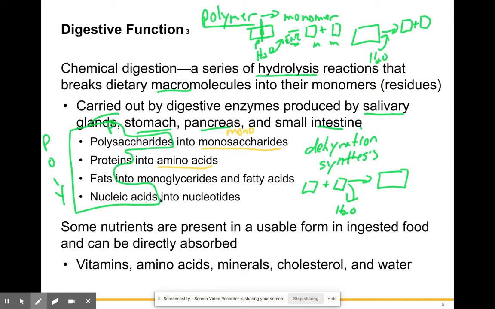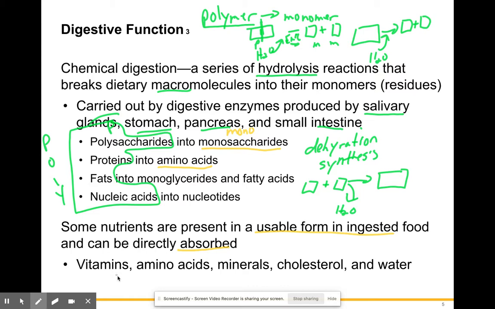Some nutrients, though, don't need to be broken down. All of these things need to be broken down: polysaccharides, proteins, fats, and glycans. They all need to be broken down into their monomers in order to be used. Some nutrients do not need to be broken down anymore, and they are usable in the ingested form. Once you put them in your mouth, they're good to go, and they can be directly absorbed into your bloodstream without any need of digestion in this manner.